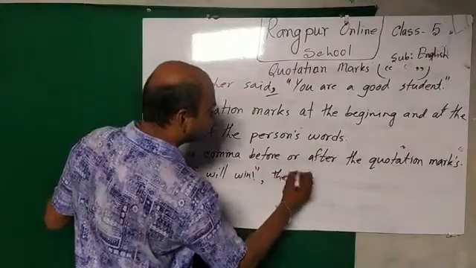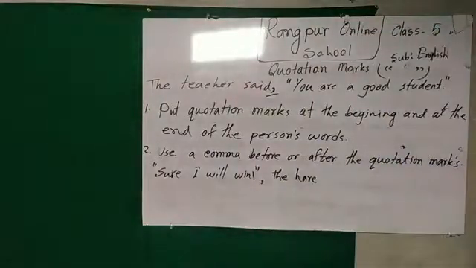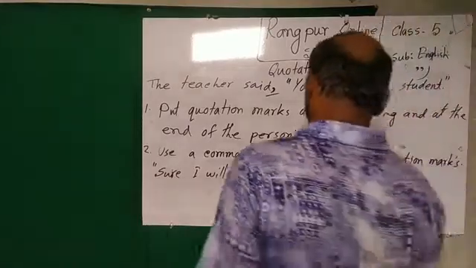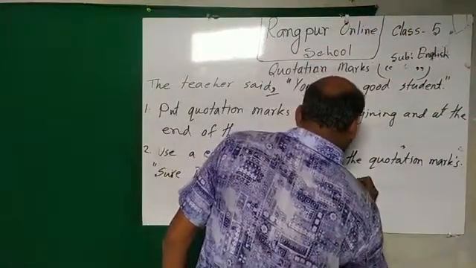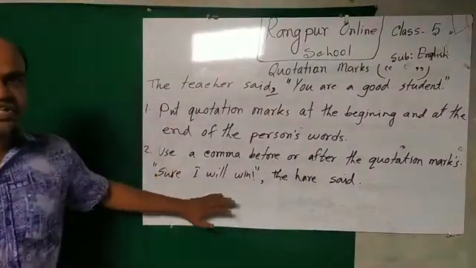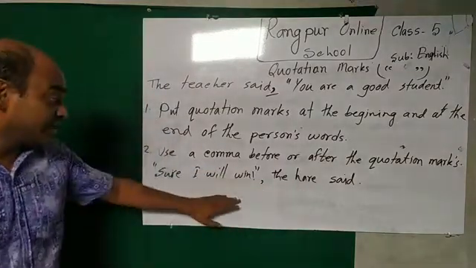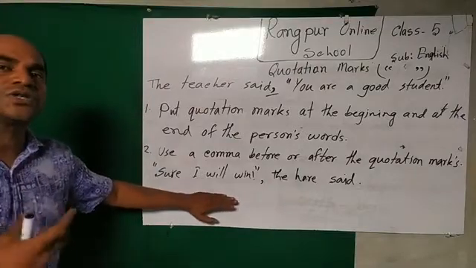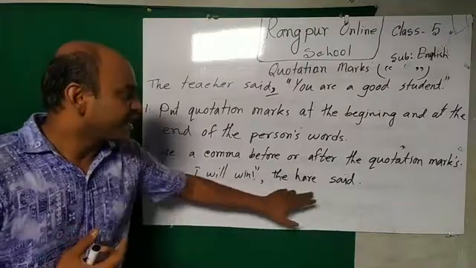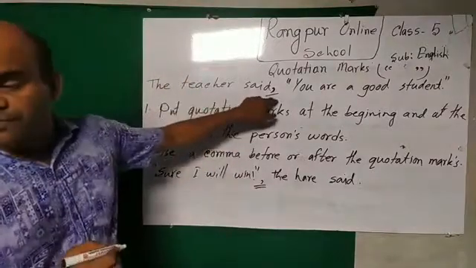They have said. The hare said, "Sure, I will win." It is the quote of the hare, the hare's words. First I write the quote, then the person's name: the hare said. I put a comma here after that.